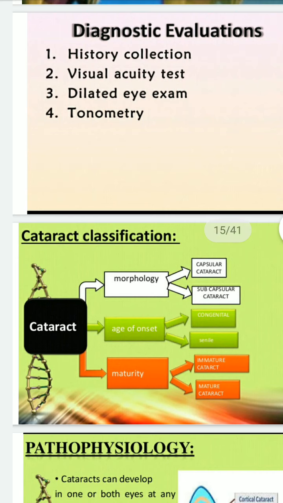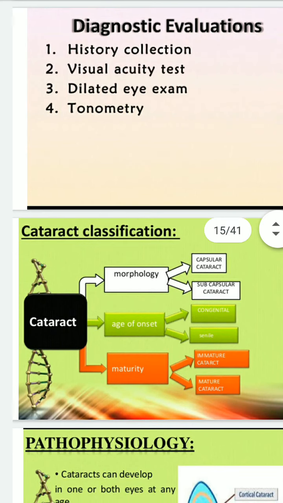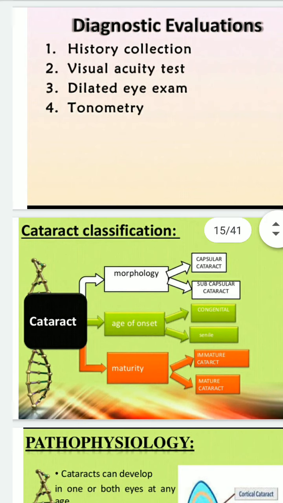And according to the age of onset, it may be classified into congenital and senile cataract. The senile cataract is an age-related cataract, a vision-impairing disease characterized by the gradual progressive clouding and thickening of the lens of the eye. It is the most common type of cataract.